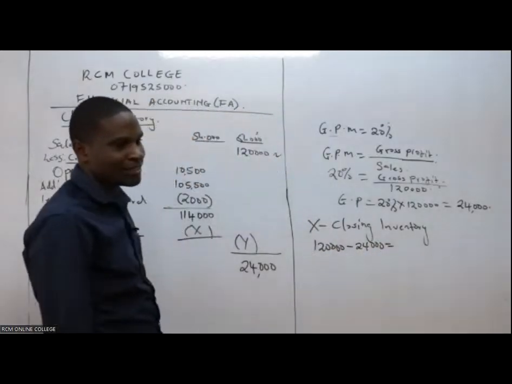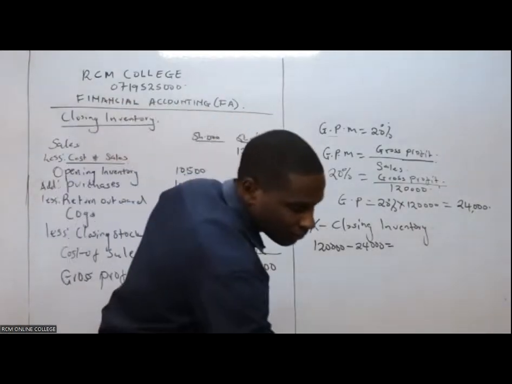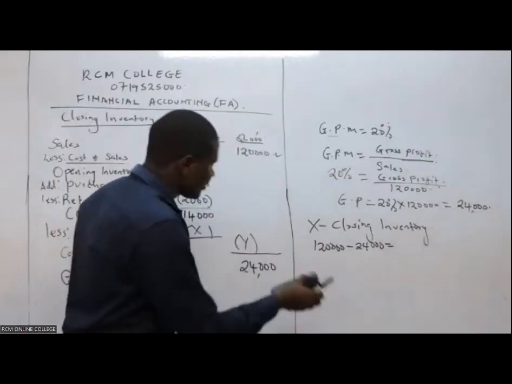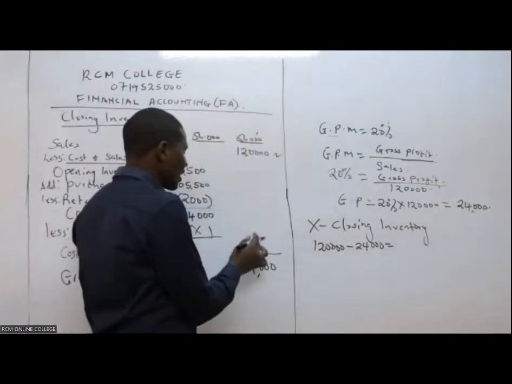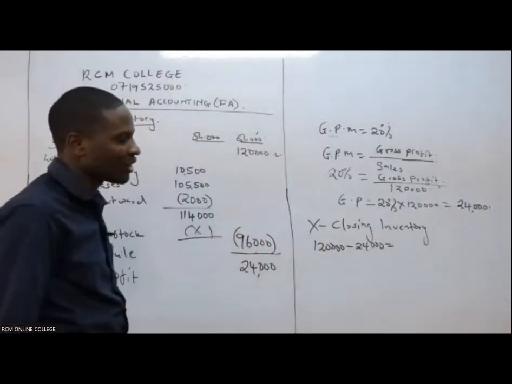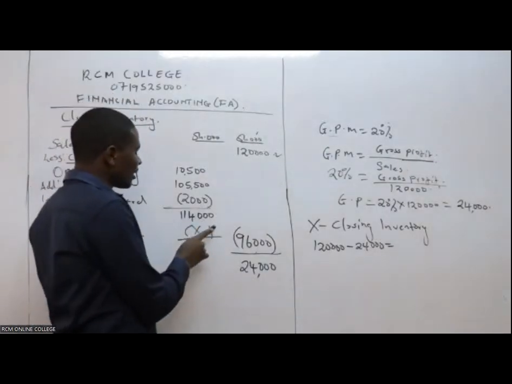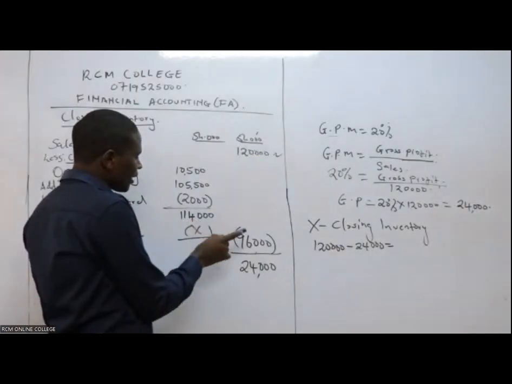How much are you getting? 96,000. So my Y there is 96,000. Who can now get us the closing stock? Somebody to get the closing stock for us is easy. 140 minus this, you get this.